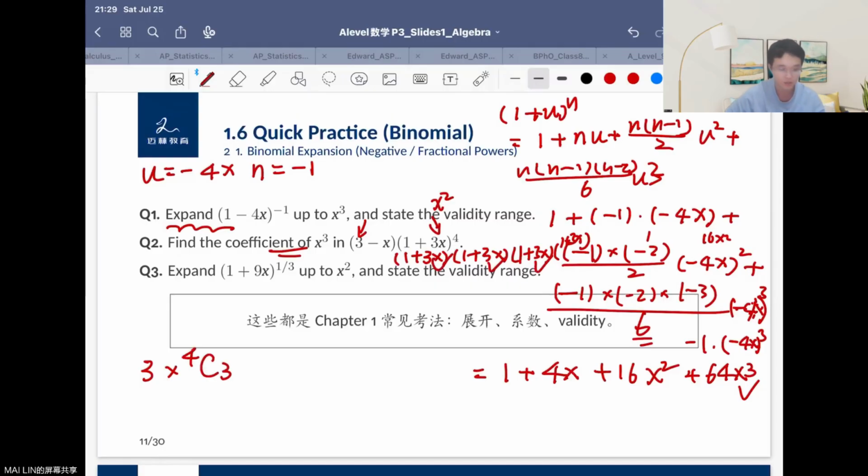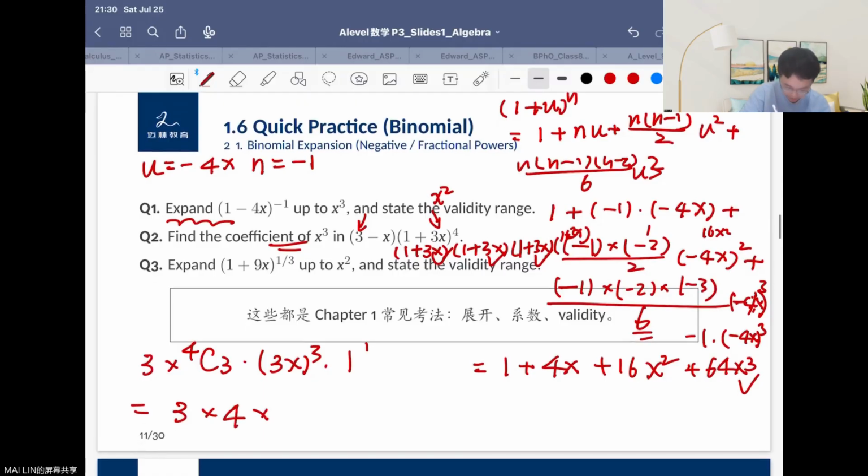From 4 brackets, you choose 3, that is the combination 4C3, and then times (3x) cubed times 1 to the power of 1, right? So the answer here is 4C3, that is 4, times 27x cubed. That is 81 times 4, which is 324x cubed. That is for this part.